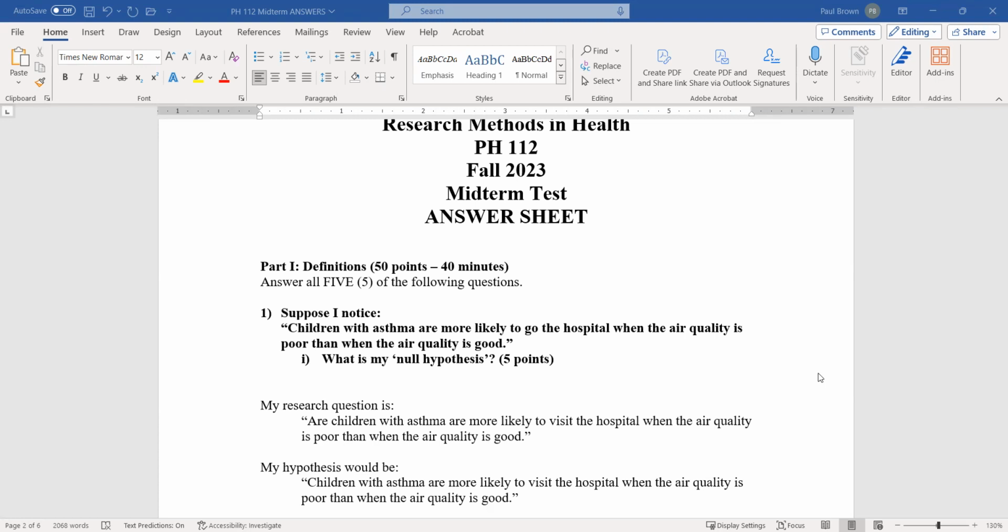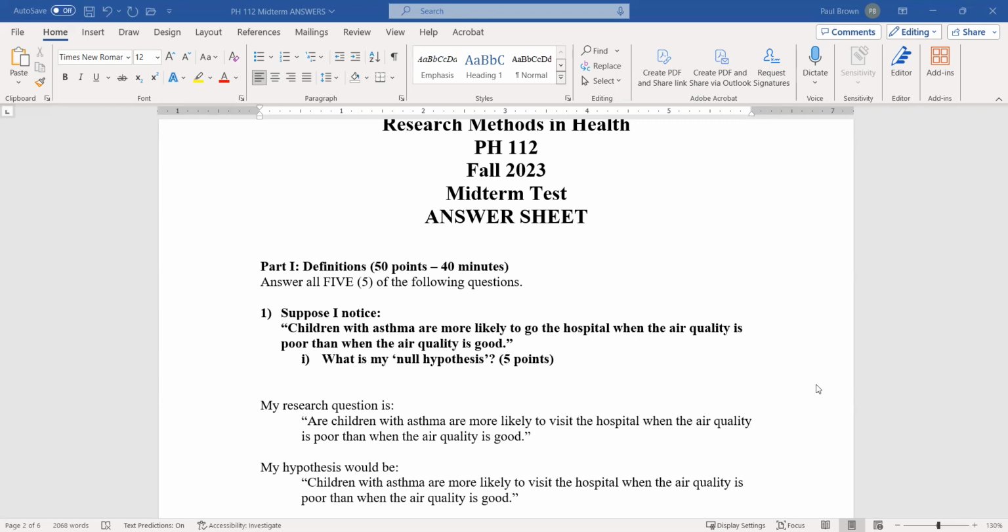Did anyone have any hints that you want to share with other people about how to read the article? No? Okay. I'll post the answer sheet. How many would like me to go through the midterm answer sheet, versus it doesn't really matter, versus no, let's not waste our time? Okay, more thumbs up than the other way.